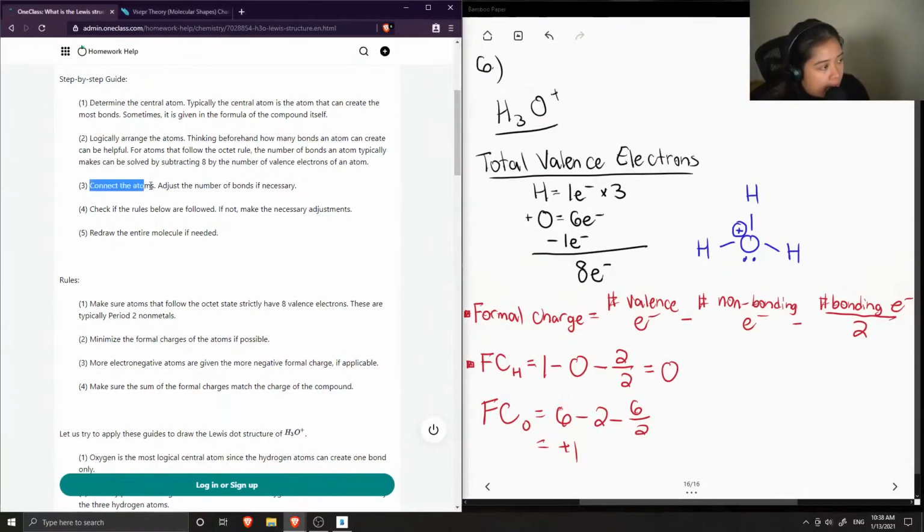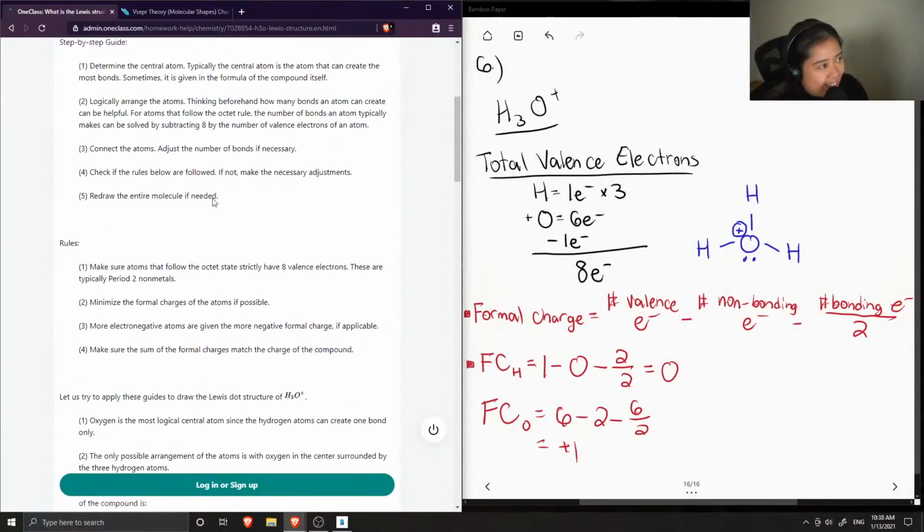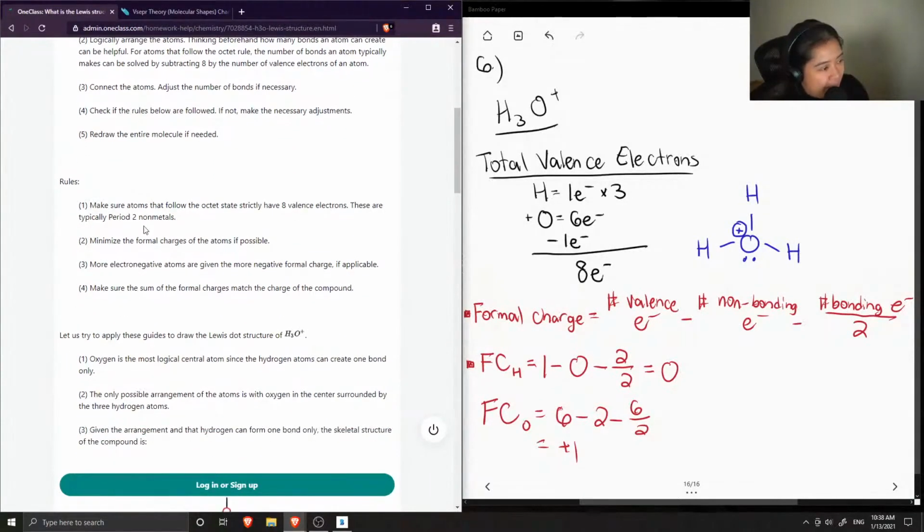Step 3, we can connect our atoms, adjust if necessary. Step 4, check if the rules below are followed. If not, make the necessary adjustments. Step 5, redraw the entire molecule if needed. Hopefully you don't need to get to that point.